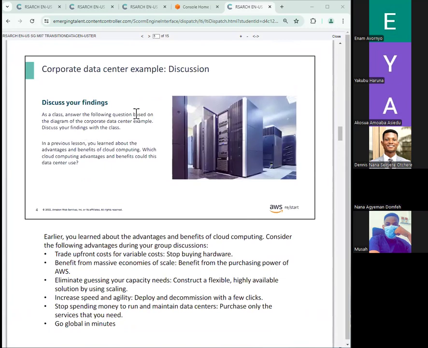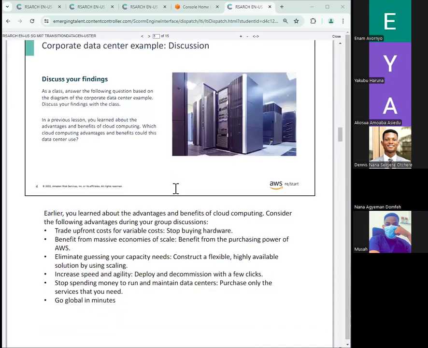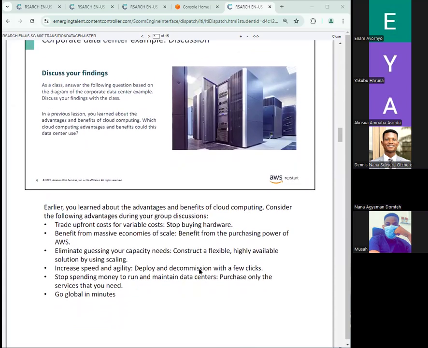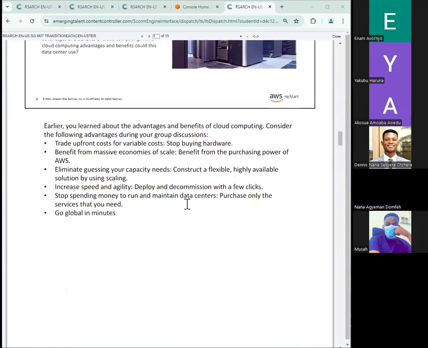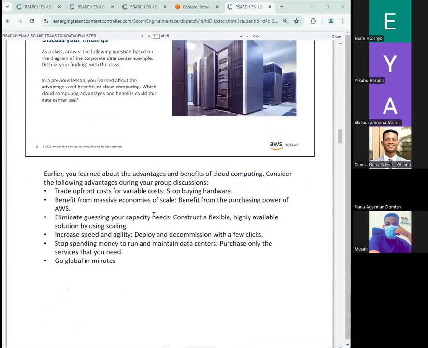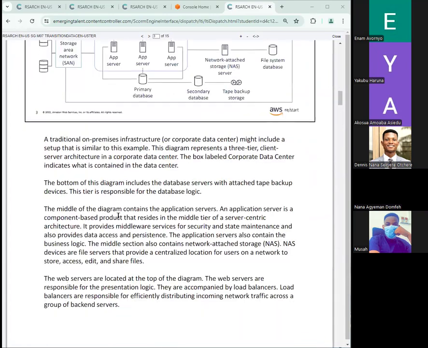As a class, answer the following question based on the diagram of the corporate data center and discuss your findings with the class. We've learned about the advantages and benefits of cloud computing, and we are looking at them with respect to this diagram that we've just seen. So what are some of the benefits that we can directly relate to this data center that we've seen?